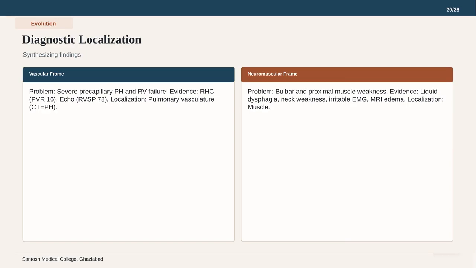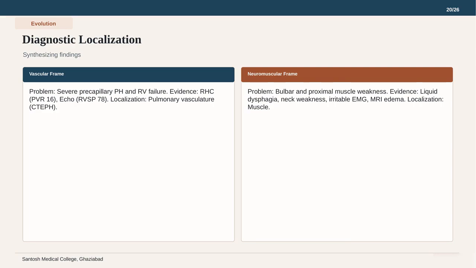On this slide, we synthesize the findings into two distinct diagnostic frames. On the left is the vascular frame. The problem here is severe precapillary pulmonary hypertension and right ventricular failure, evidenced by the high pulmonary vascular resistance and low cardiac index.